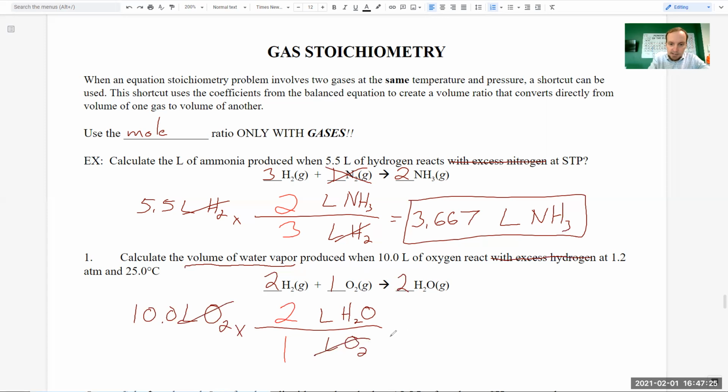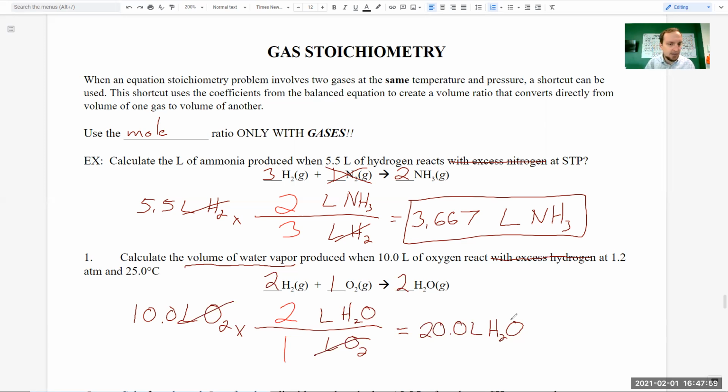So liters will cancel out, and I will be left with 20.0 liters of water. Now, that's a calculation I can actually do in my head and be confident. What's confusing about this example is that they tell us that it was reacted at 1.2 atmospheres and 25 degrees Celsius. It may seem like we have to do ideal gas law because we have a pressure, we have a temperature, we have R, of course, that's given, and a volume.